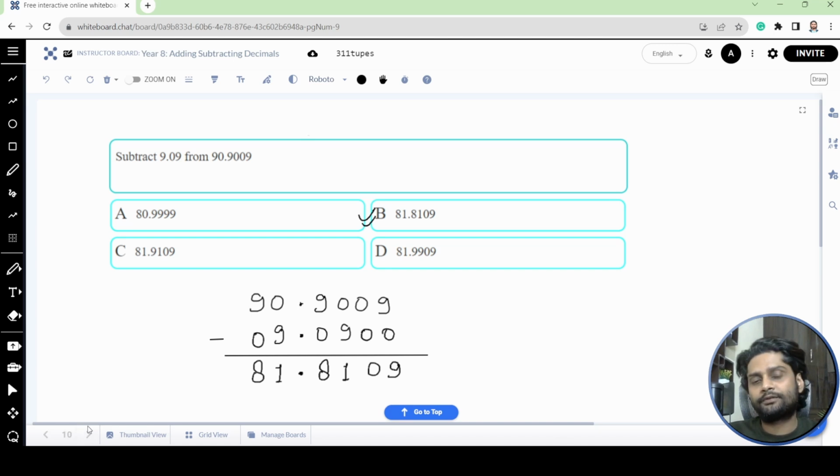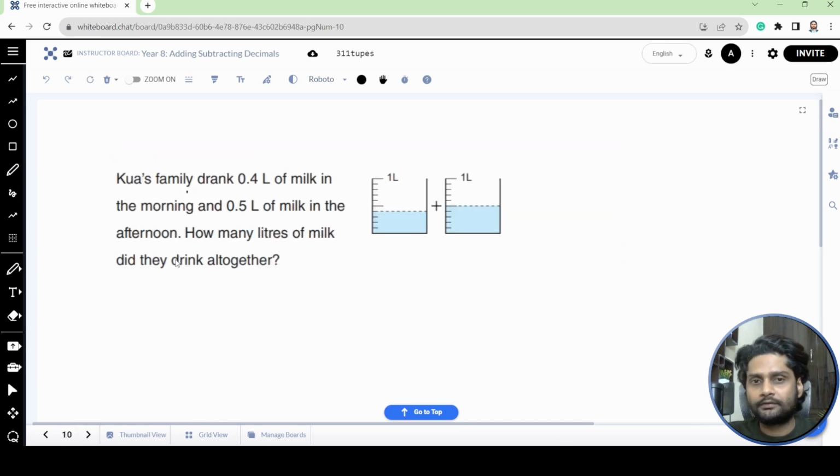Sometimes we may come across a few word problems, students. So let's also take a look. It says Kua's family drank 0.5 liter of milk in the morning and 0.5 liter of milk in the afternoon. How many liters of milk did they drink altogether? So it's a very simple question of addition. We have to sum up the numbers.